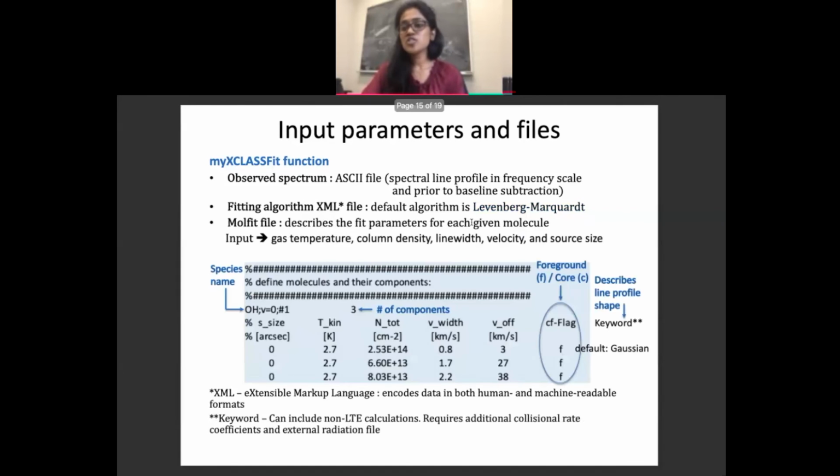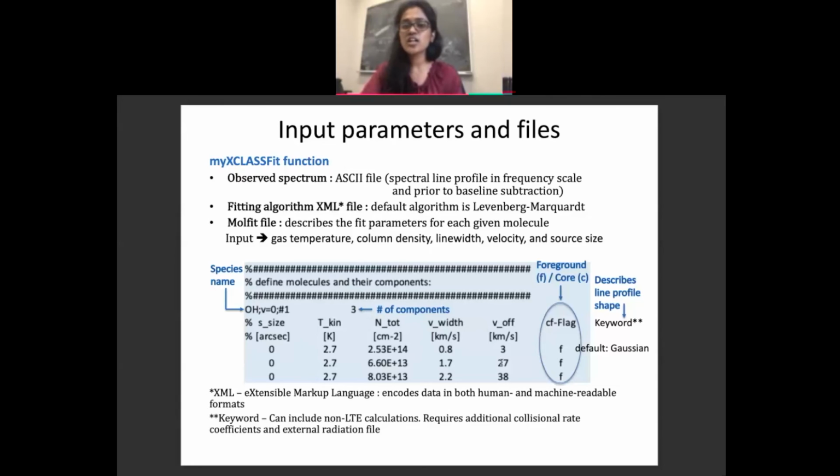Now, the other important file that we require is the MolFit file or the molecular data file. This describes the parameters of each given molecule, and you can have multiple molecules and multiple components describing the different parameters for your line of sight. The main input for this is the gas temperature, the column density, the line width, and the velocity offset, which represents the position. And all of these components are by default fit using different Gaussians.